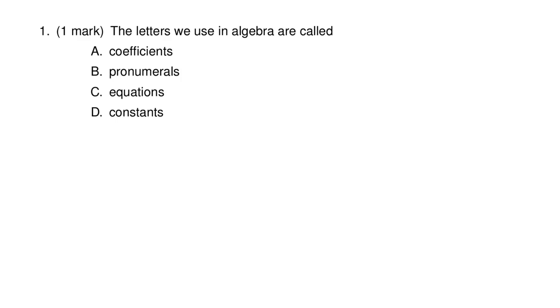All right, question one. What are the letters that we use in algebra called? Well, I know they're not coefficients because coefficients are the numbers that sit in front of pronumerals, like in 2x, the coefficient would be 2.